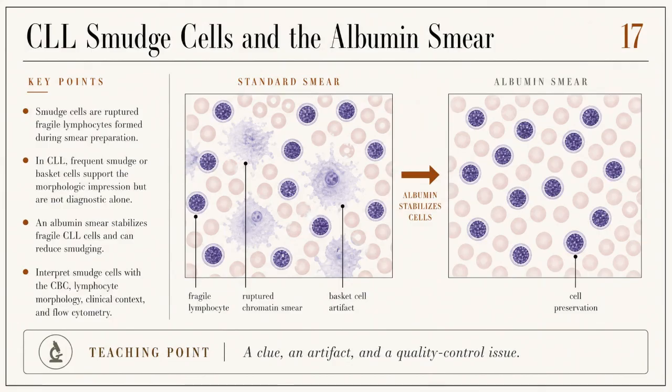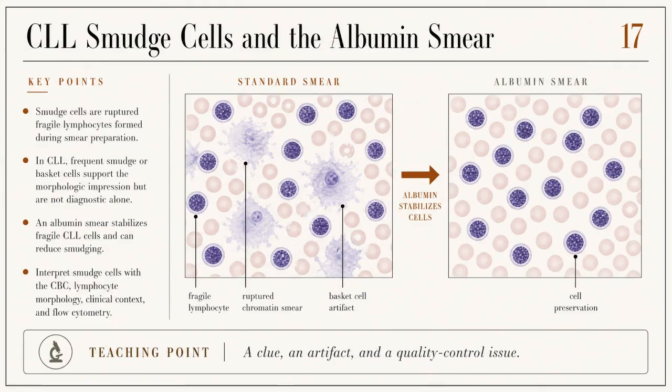Smudge cells, also known as basket cells, are a hallmark finding in CLL peripheral blood smears. These cells represent fragile lymphocytes that rupture during the mechanical stress of smear preparation, leaving behind nuclear remnants that lack cytoplasm. While they may initially appear as nonspecific artifacts or debris, their consistent presence in a blood smear is a significant diagnostic clue when correlated with clinical presentation and immunophenotypic data obtained from flow cytometry.